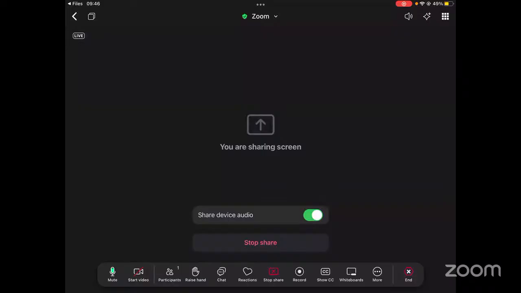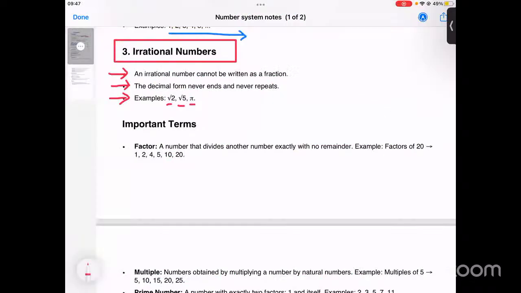Oh yes, my screen is sharing, and again, I am not muted. Okay, then it's fine.